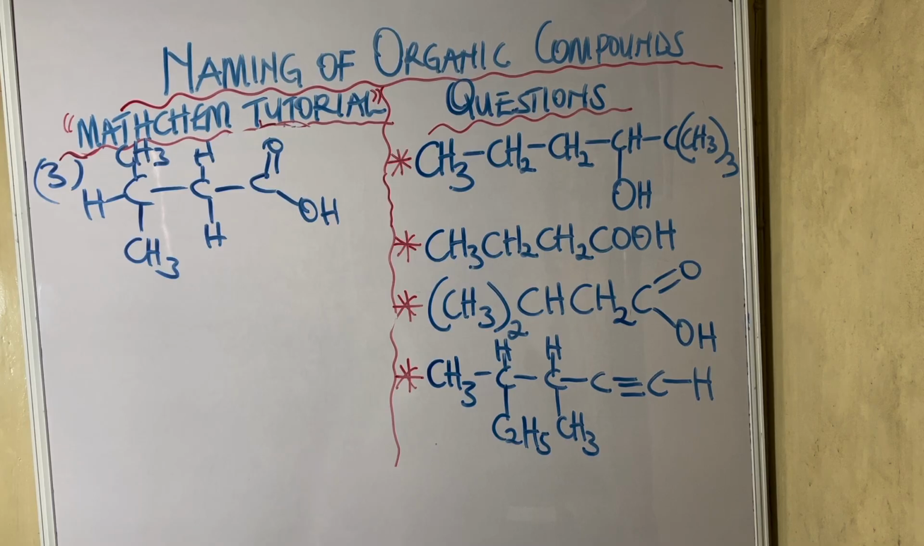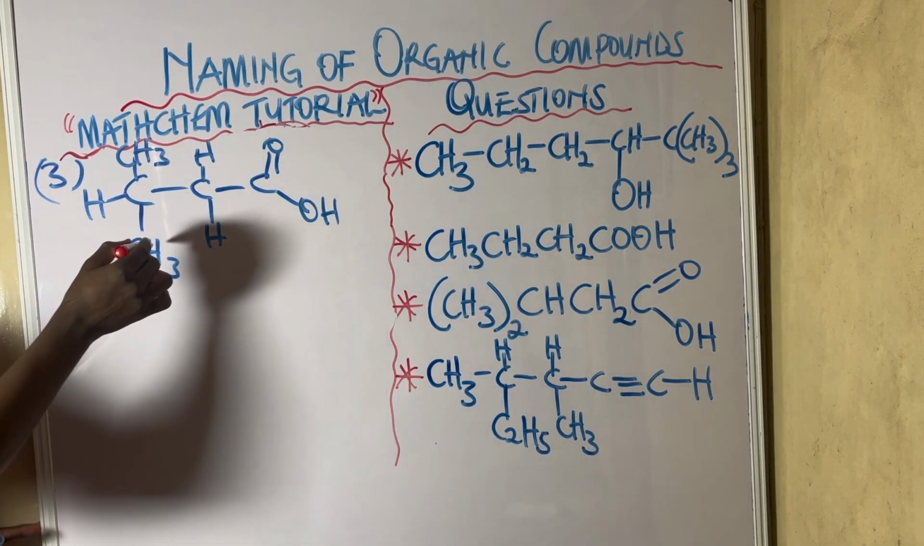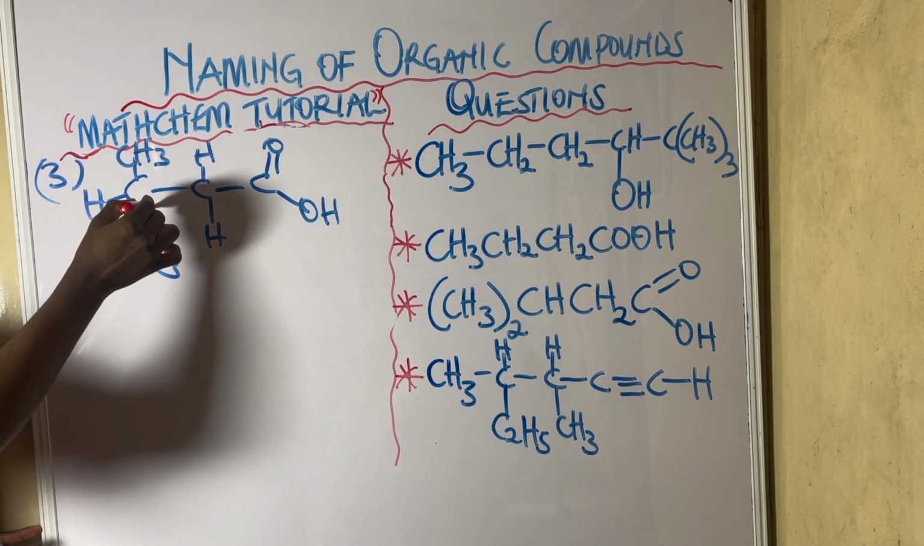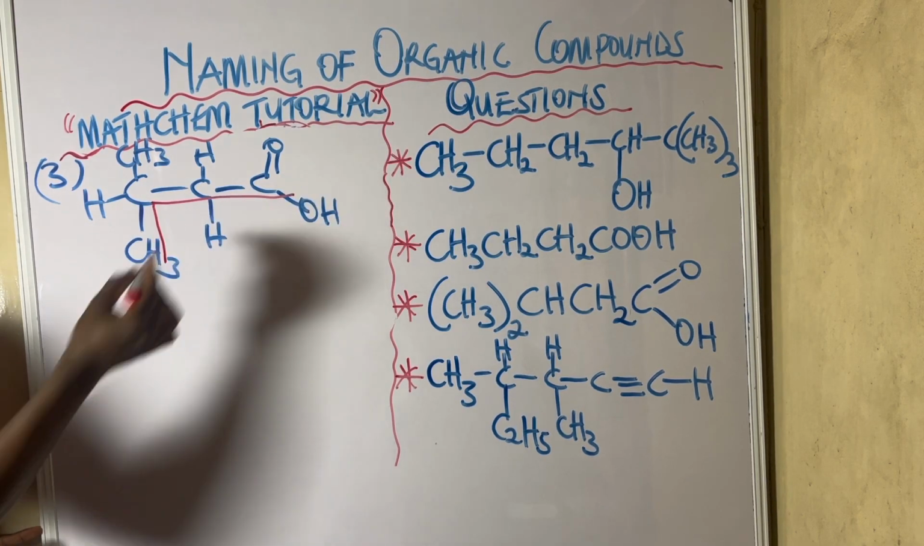So I already know that it's going to be noic, like example 1 and example 2. But let me look for the longest carbon chain, known as my parent chain. To make it easier, the longest carbon chain here is going to be from here to this place.